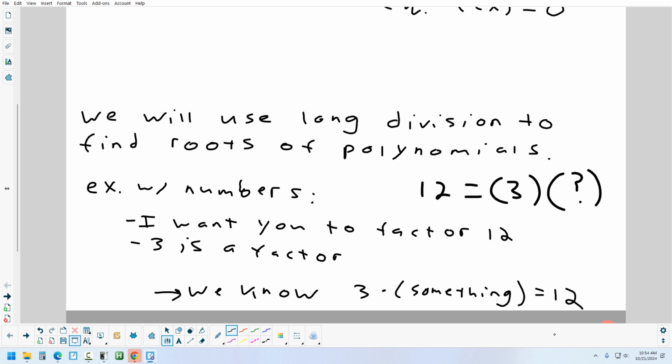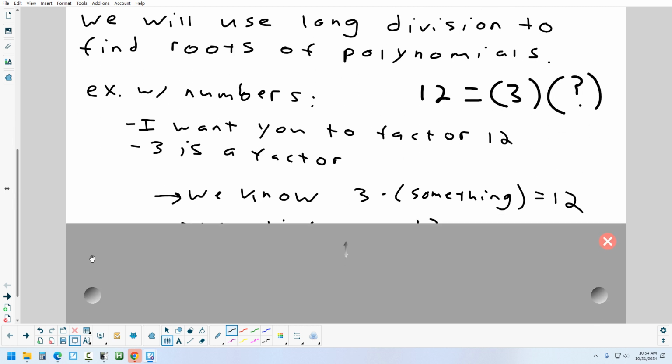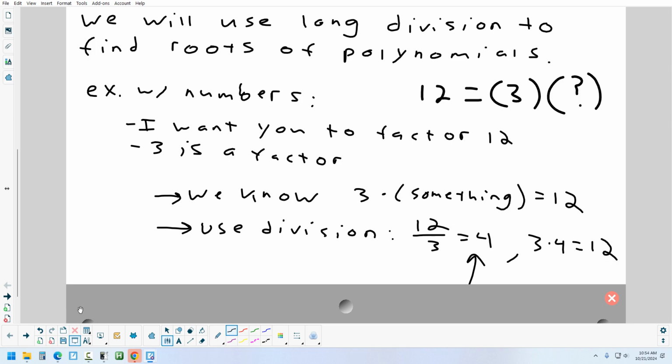Division. Yeah, and what would you divide each side by? 3. You divide each side by 3. So in this case, if you divide each side by 3, you'd get 12 divided by 3, which gives you 4. Now you can go back and check it. We know 3 times something was supposed to give us 12. We did the division and we got 4. If we check it, 3 times 4, yep, that gives me 12.